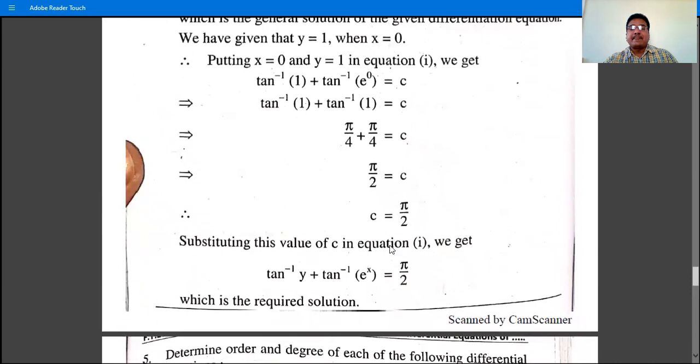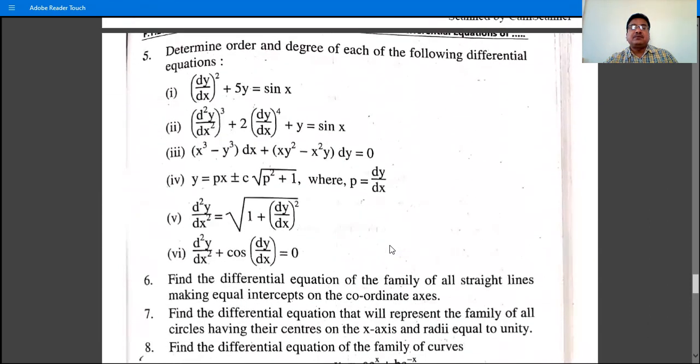So these are some problems on the order and degree of the differential equation. These problems are important as far as the MCQ type questions are concerned. It's an MCQ type examination. That is, find order of the differential equation, find the degree of the differential equation.